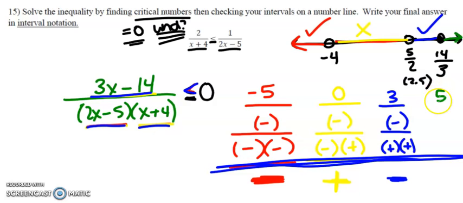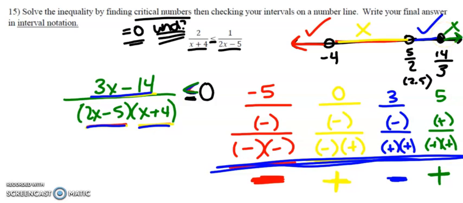Last one then, a number greater than 14/3. I'm going to choose 5. 5 into the numerator, 3 times 5 is 15, minus 14 is positive. Each term in the denominator is positive too. A positive divided by a bunch of positives is still positive. The positive numbers are not less than 0, so that one is no good.